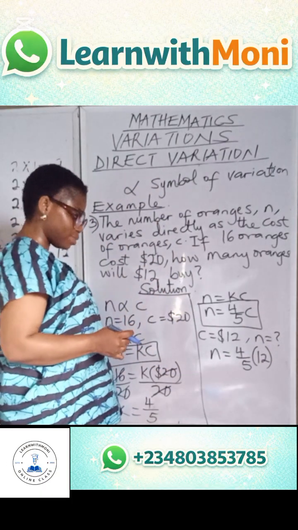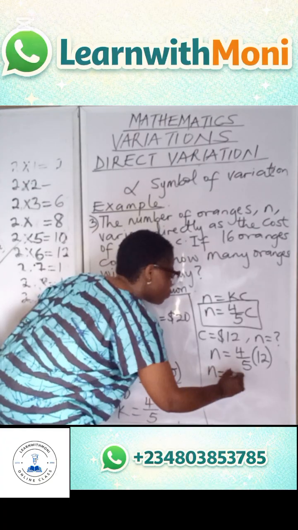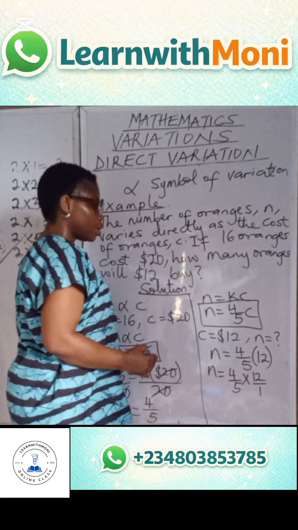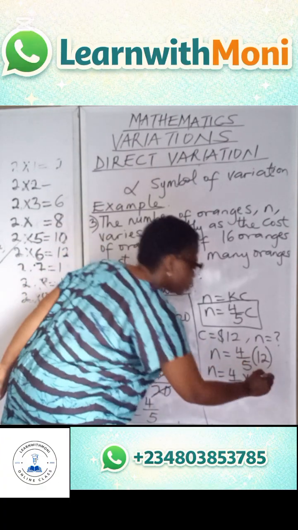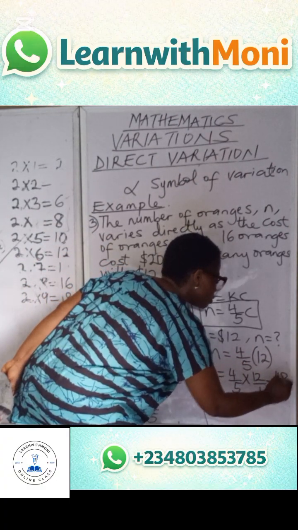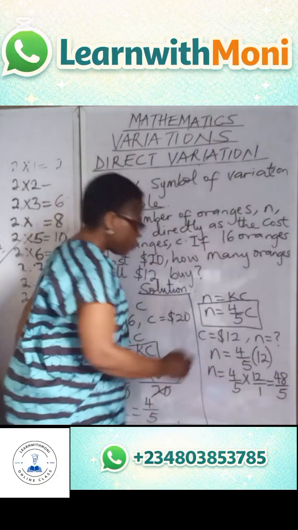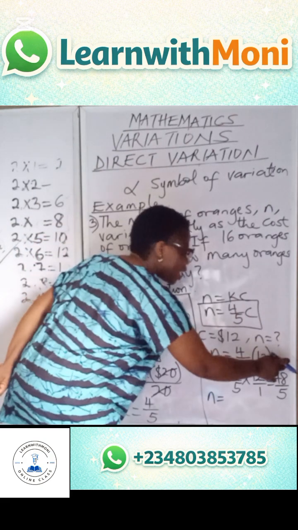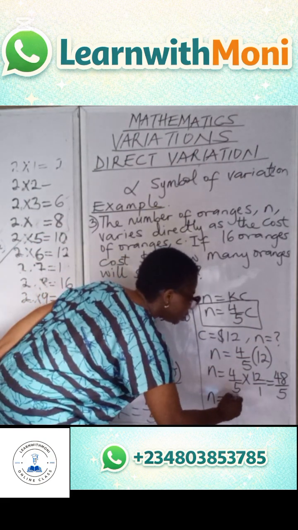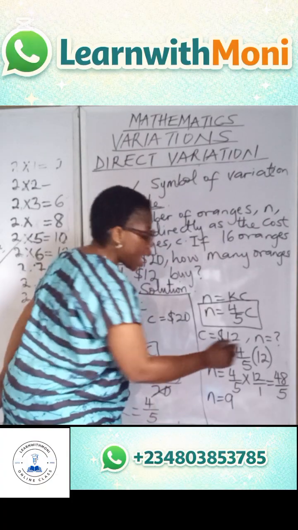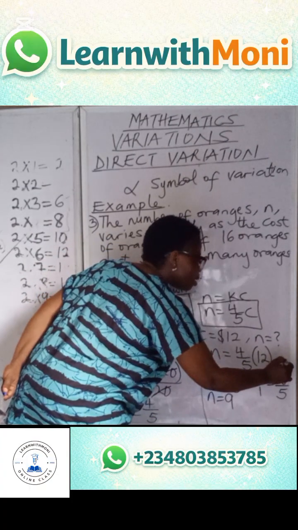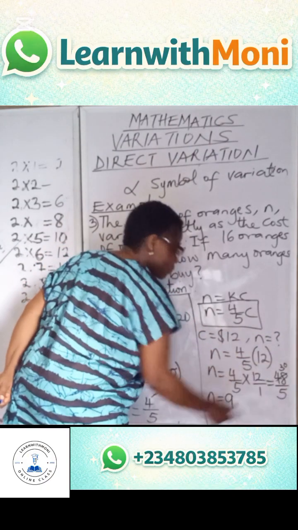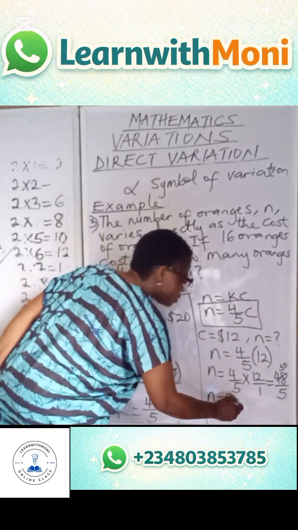So let us simplify that. This is N equals to 4 over 5 times 12 over 1. 4 times 12 is 48 over 5. 48 divided by 5. That is 9, and it will remain 3. Putting an invisible 0 behind that 3, we have 30. 30 divided by 5 is 6. That is 9.6.